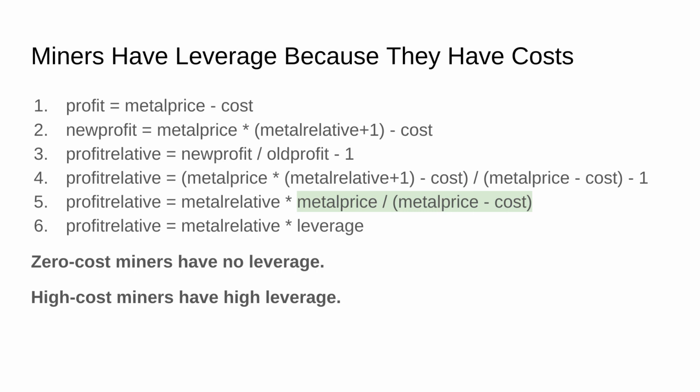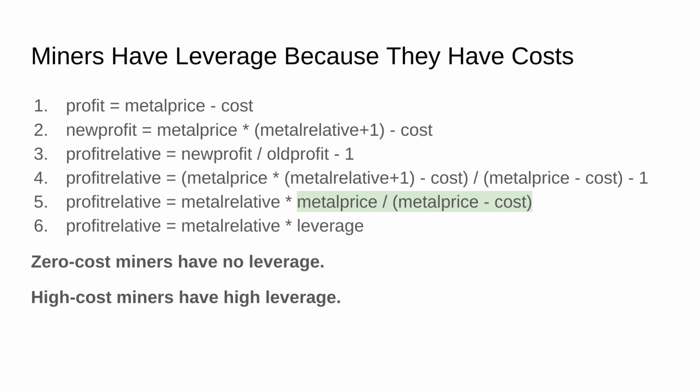The first key idea in this video is going to be that miners have leverage because they have costs. And we are going to see that through these math formulas here. So the first formula states that a miner's profit is equal to the metal price that it receives minus the costs incurred in extracting that metal.